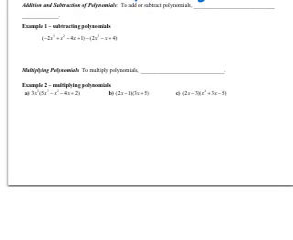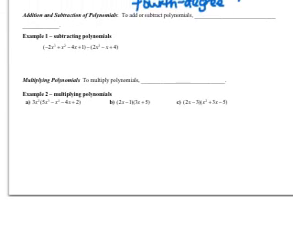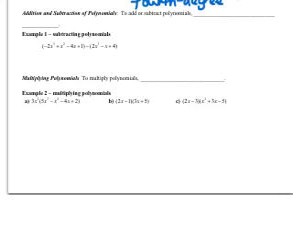Okay, when we add or subtract polynomials, we combine like terms. If I could write in the blinks, I'd be writing this in the blinks. I'm not very good. So to add or subtract, you will combine like terms.